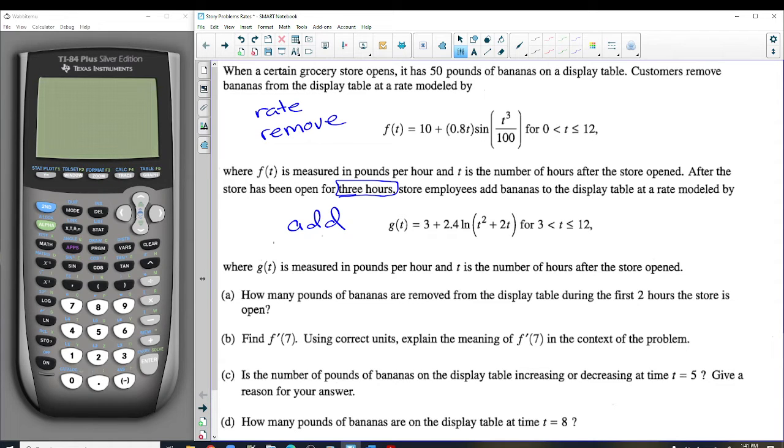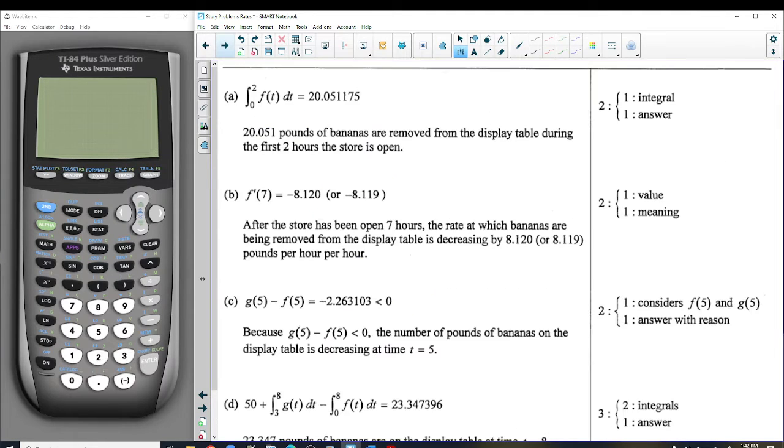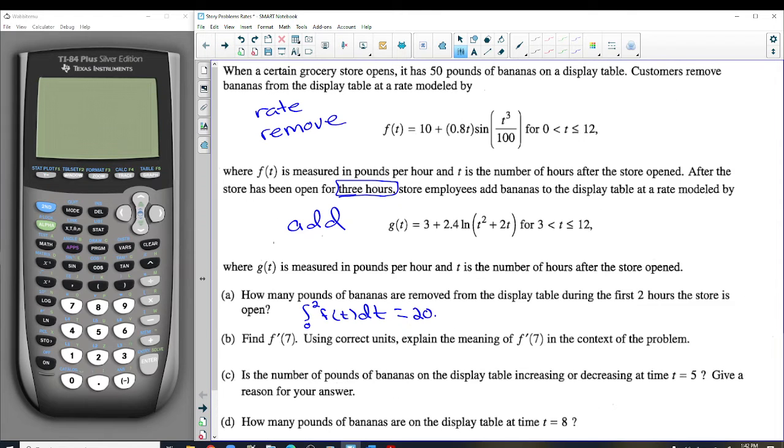A, how many pounds of bananas are removed from the display table during the first 2 hours the store is open? So we're going to integrate from 0 to 2 of, what do they want, how many pounds are removed, of F of t dt. So that's math number 9 on a calculator, and it's 20.051 pounds.